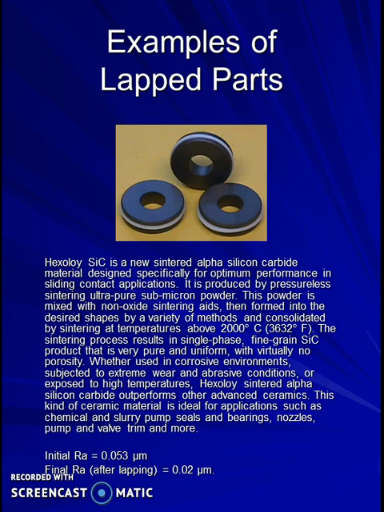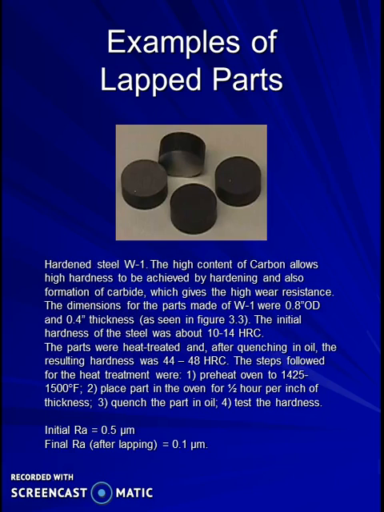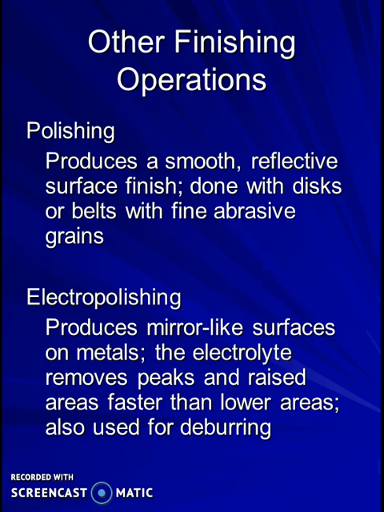The surface finish will be very much improved with the help of this process. Other finishing operations are polishing and electro-polishing. Polishing means producing a smooth, reflective surface finish, done with discs or beds with fine abrasive grains. Here also we use small abrasive grains.